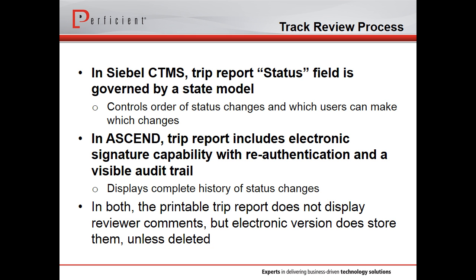In our accelerator, in Ascend, we've taken that process a little further and put in full electronic signature capabilities with re-authentication. So every time you submit a trip report or approve a trip report, we want to capture an electronic signature, so we re-authenticate the user. And we also have a complete visible audit trail. So when we submit, reject, all the different types of status changes that happen, and any number of rejections that may have occurred, all of those will be captured in the visible audit trail. That's something we'll look at in a couple of minutes.